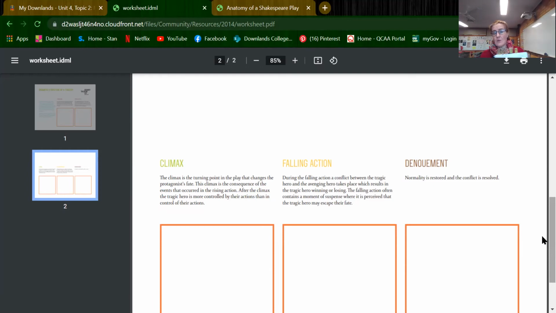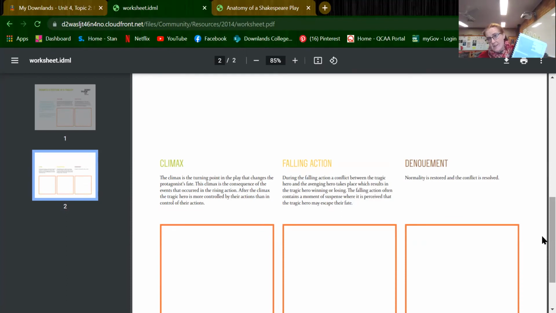Act 3 aligns with our climax. So the climax is ultimately the point of greatest emotional engagement. And what we should feel here is that whatever happens in this act is ultimately responsible for the character's fate. So what they do in this act is why they end up the way they end up, okay?